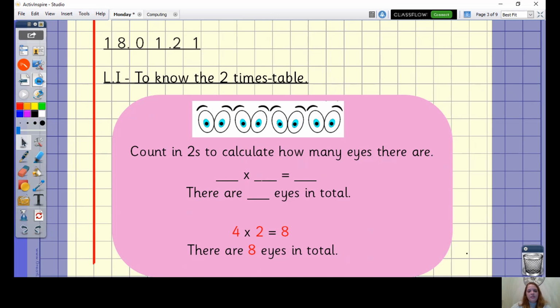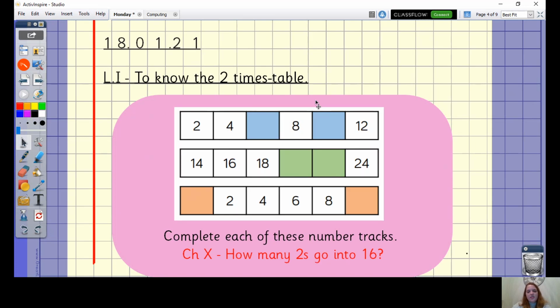Okay, let's have a look at another example. Now we've got some number tracks this time. These number tracks are counting in twos. So as you can see here, we have 2, 4, then a blank space, 8, another blank space, 12. And then here we have 14, 16, 18, 2 blank spaces, and then 24.